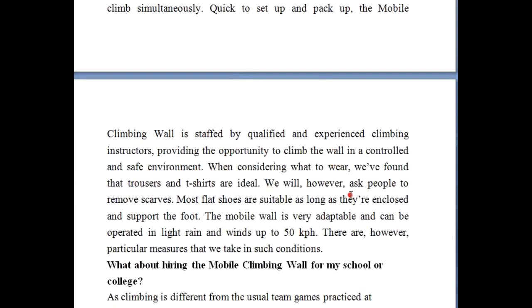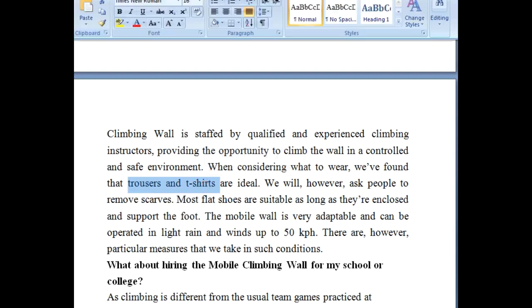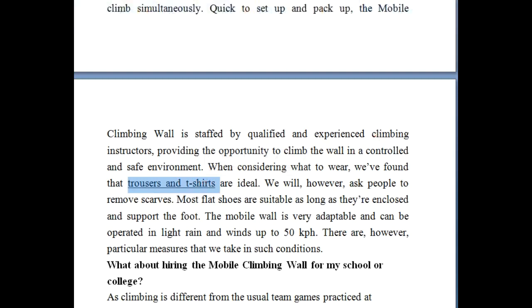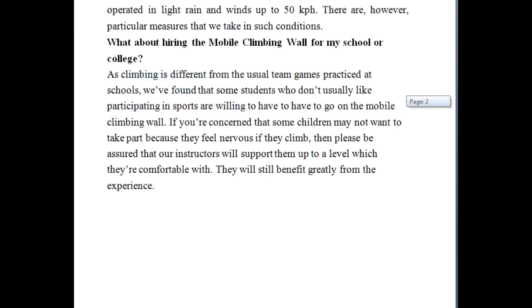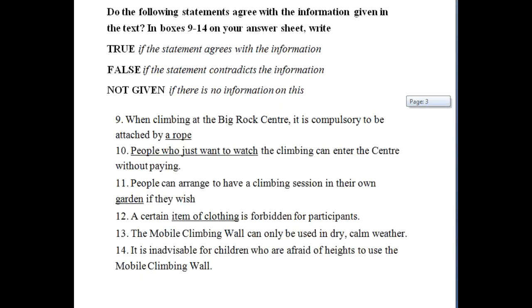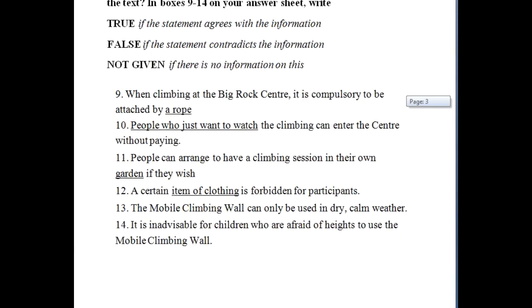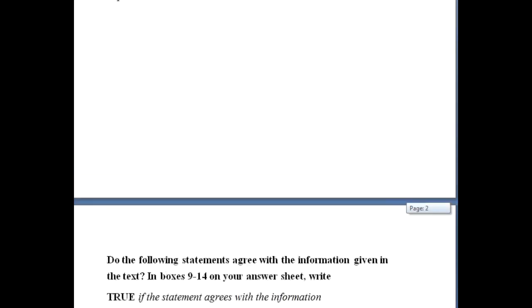Item of clothing, shoes, but no clothing is given. Okay, yeah, I missed it. There's clothing, trousers and t-shirts. Okay, so that's clothing. That means you'll get your answer here. Let me see what I have to find out. They're saying a certain item of clothing is forbidden for participants. Okay, so we have to find out, is there anything forbidden for the participants?